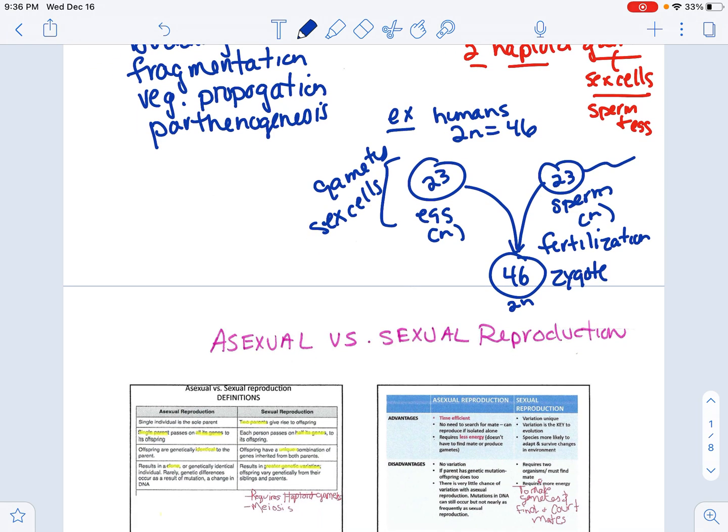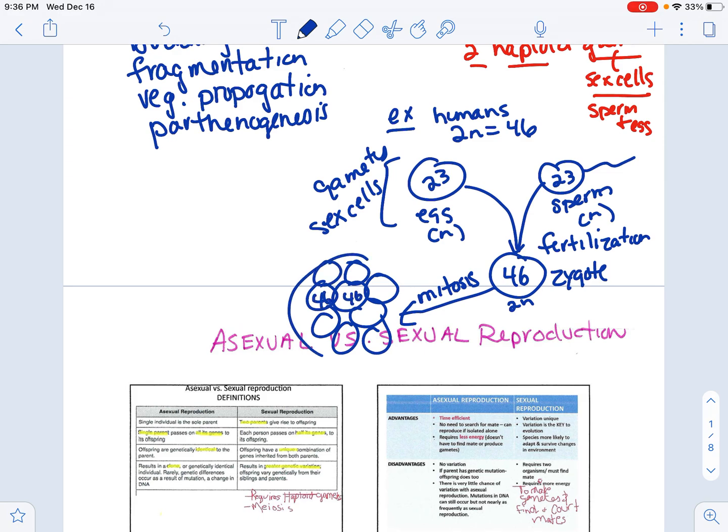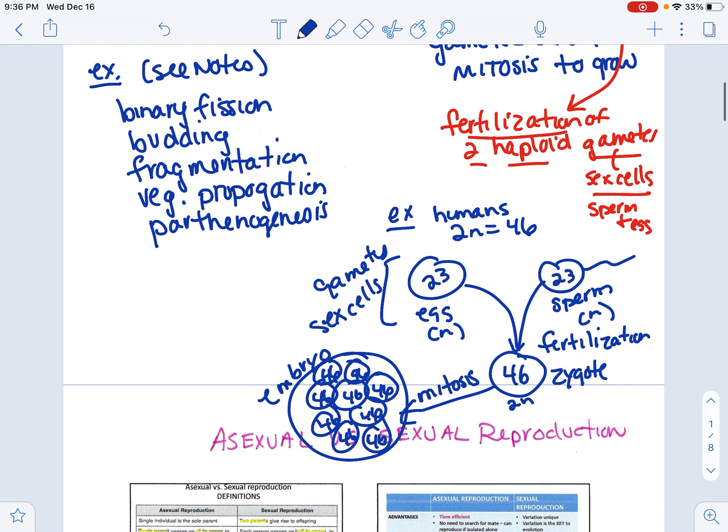And then from there, I'll kind of draw it over here. Then we would have mitosis, which those cells would then divide into identical cells. These would all have 46. This would be an embryo, which is starting the multicellular. I'm just going to put 46 in all of these. So that's kind of how we reproduce.